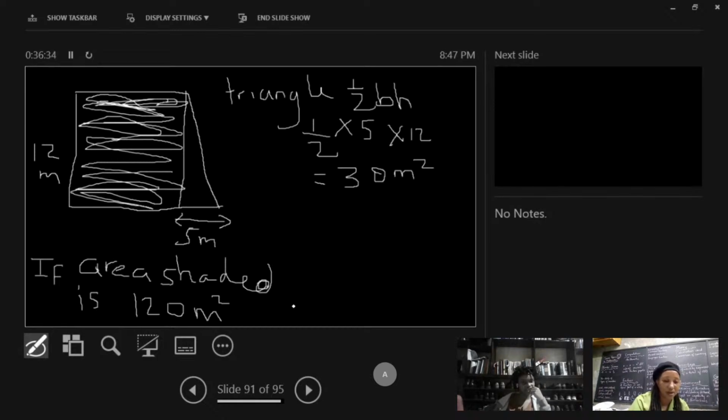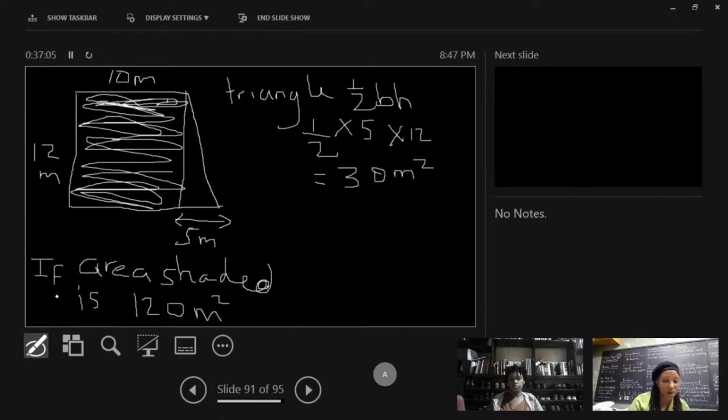Okay, so 120 divided by 12 would give 10. That is the top side. So you're saying this will be 10 because the area of the rectangle is length times width, so the area divided by the length would give the width. Yes.